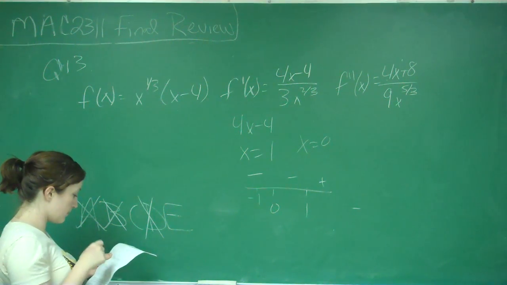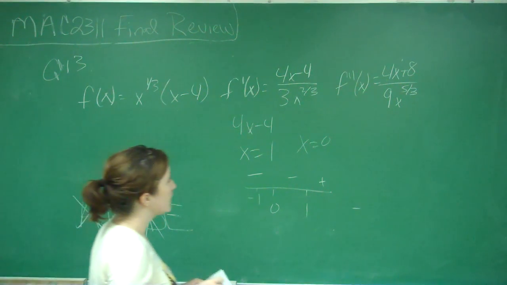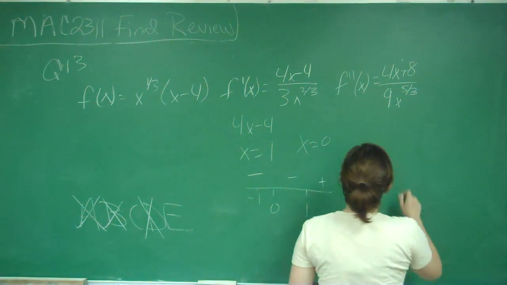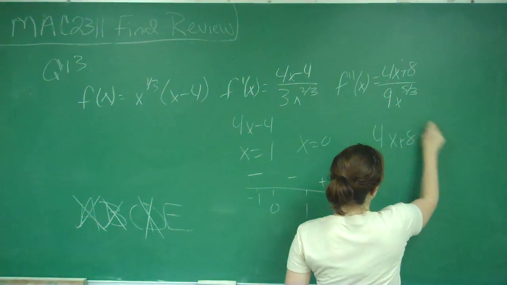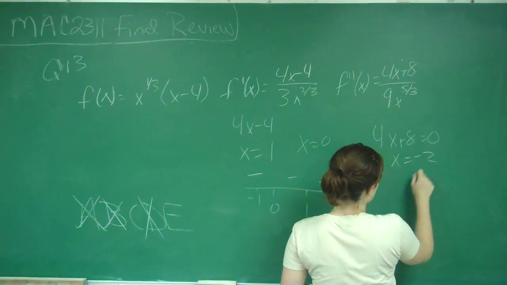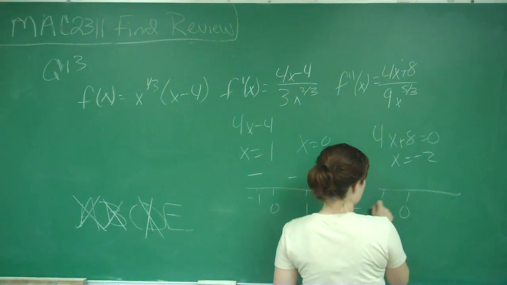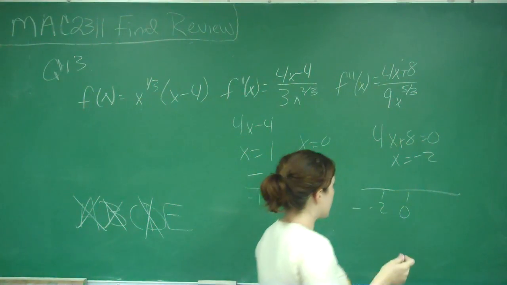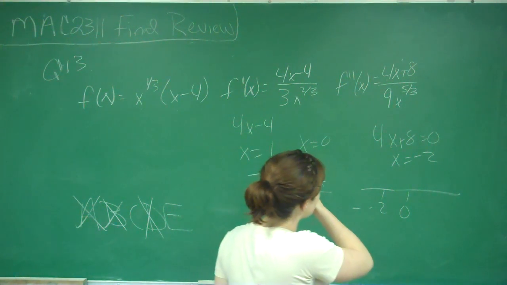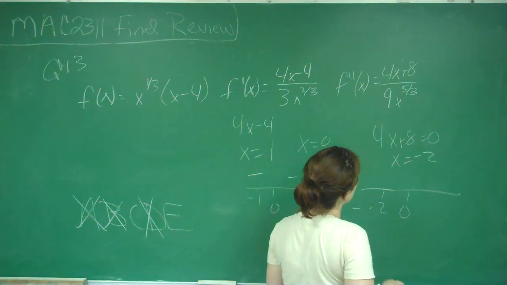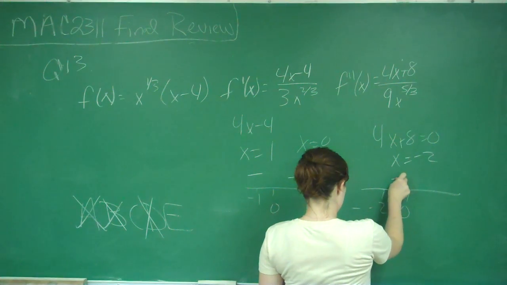And then the last thing that I would do is look at my second derivative. I'm going to set the top and the bottom equal to 0. And I get that x is equal to -2 on top, and the bottom is 0, so I have 0 and -2 for my concavity. And if I test -1, I get -4 plus 8 over a negative, so this is a negative.